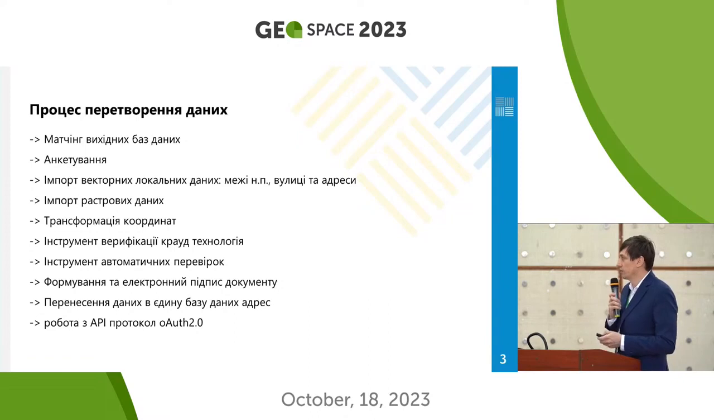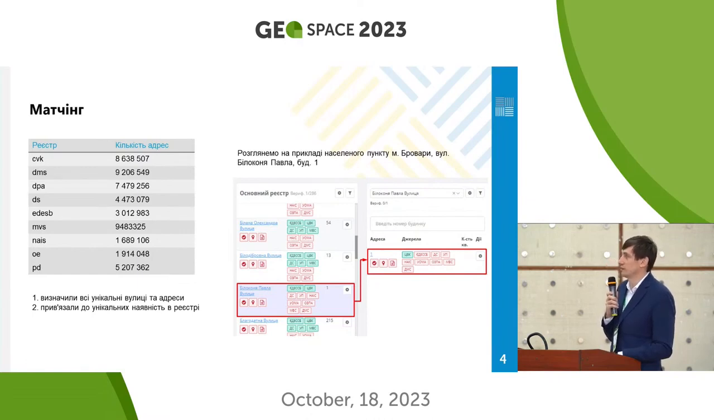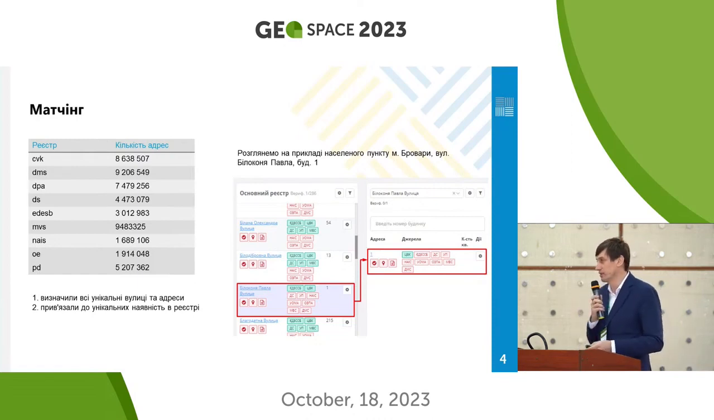Automatic verification. Now we get to how it looks like. The first transformation is matching of existing databases. You see here the request from the database. Yesterday there was statistics on streets, about 400, 300 streets, 1,000 streets. And I'm giving statistics on addresses. It's 8 million addresses, various data from various registers.